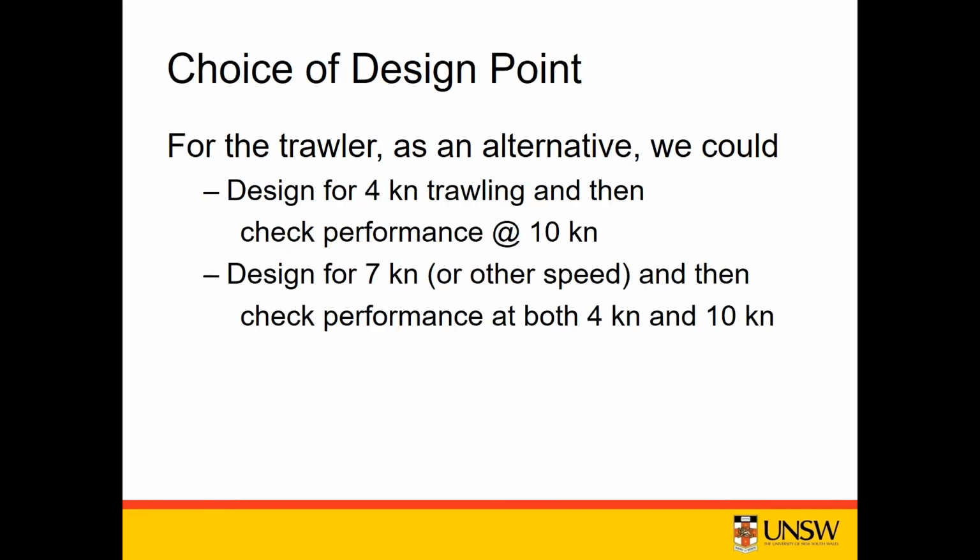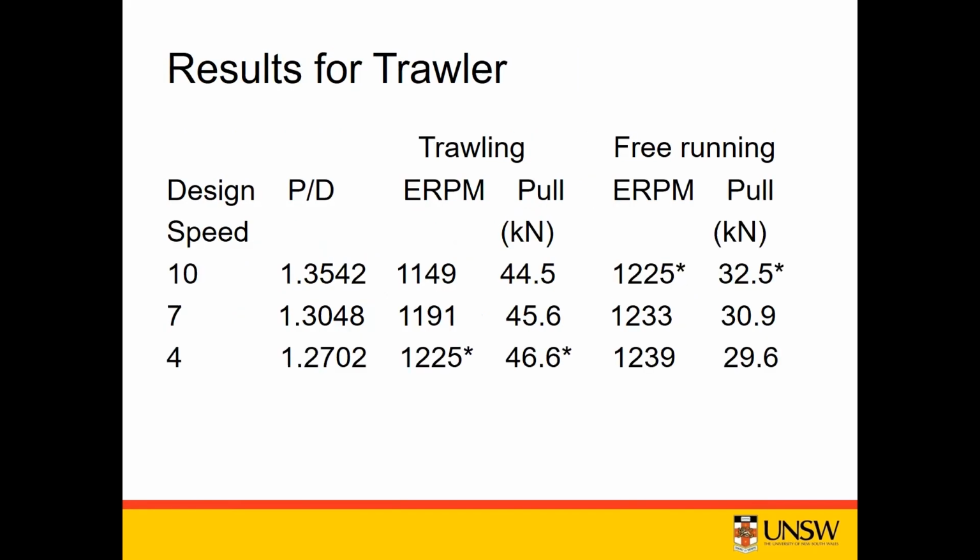Now, for the trawler, we could have designed for 4 knots and then checked on the performance at 10 knots free running, or we could design for a speed in between 4 knots and 10 knots. Let's pick the middle of those, 7 knots, and then check the performance both at 4 knots and at 10 knots. And I've put in this table here, which will show you roughly the differences between those 3 sets of conditions.